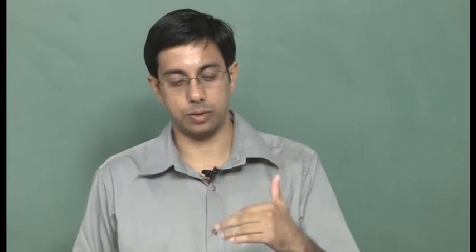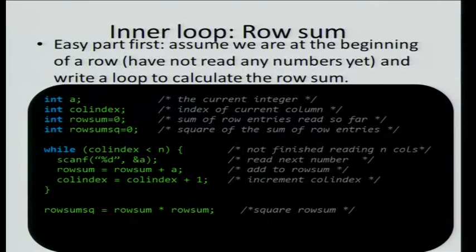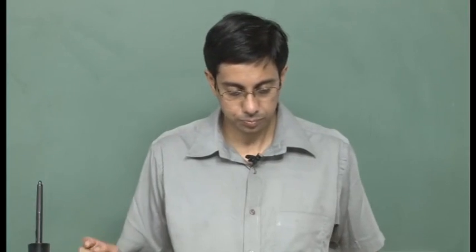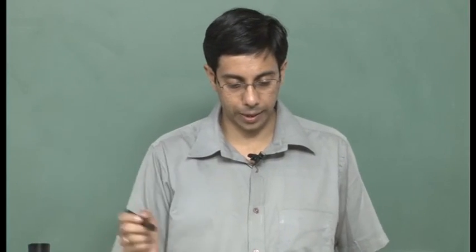This is the loop so that for a given row you sum up all the numbers in that row. Now let's assume that we are at the beginning of a row and we have not read any numbers yet. Okay. Now what we have to do is to start reading the numbers. So we write a while loop.